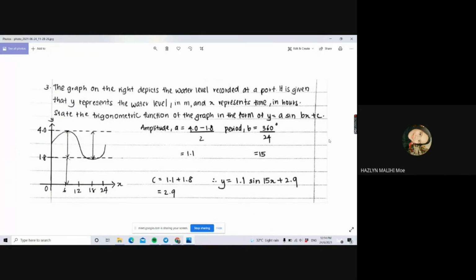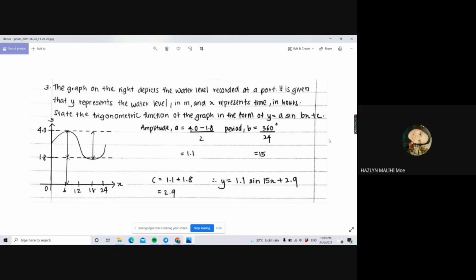Okay, first we need to find the amplitude. To find the amplitude, we subtract 1.8 from 4, then divide by 2. Why do we need to divide by 2? It is because one complete period is like a bowl shape, you know. So we divide by 2. So the answer is going to be 1.1. Is there any question for now? No. Clear. All right.